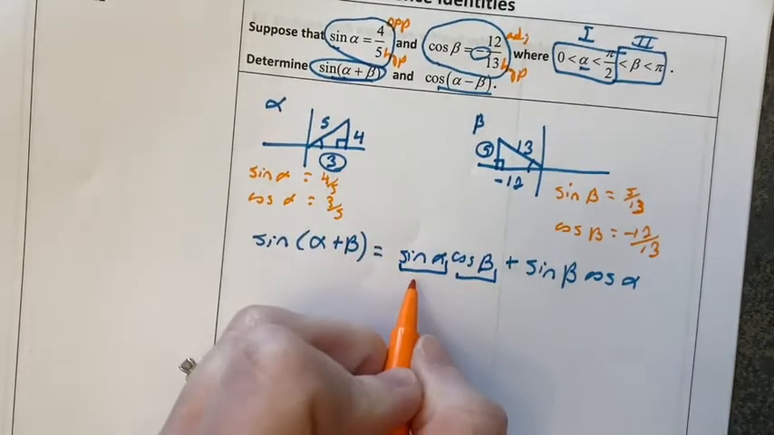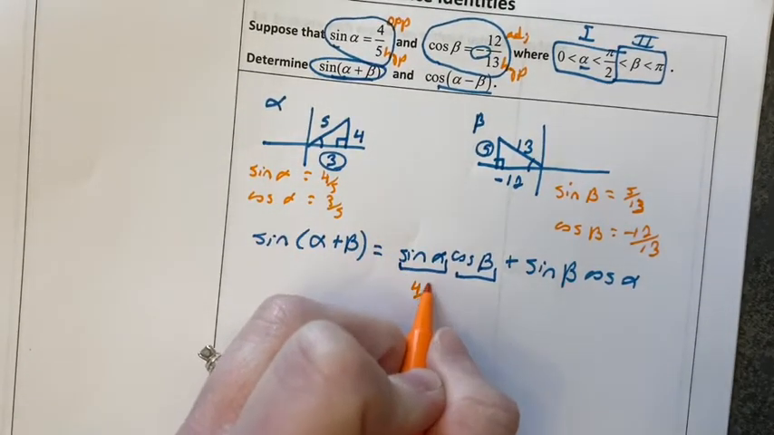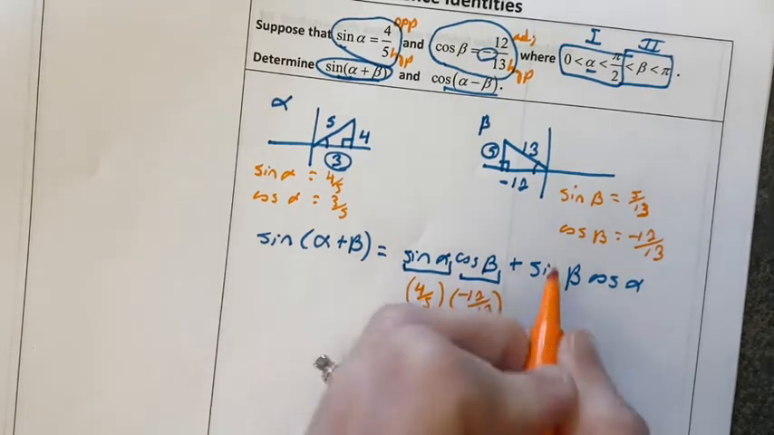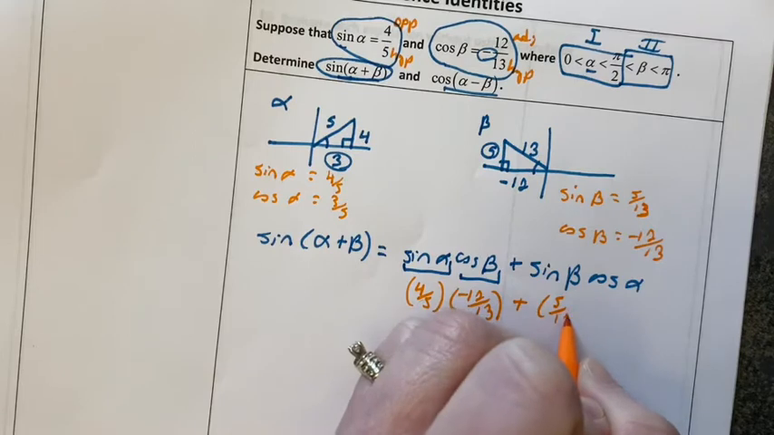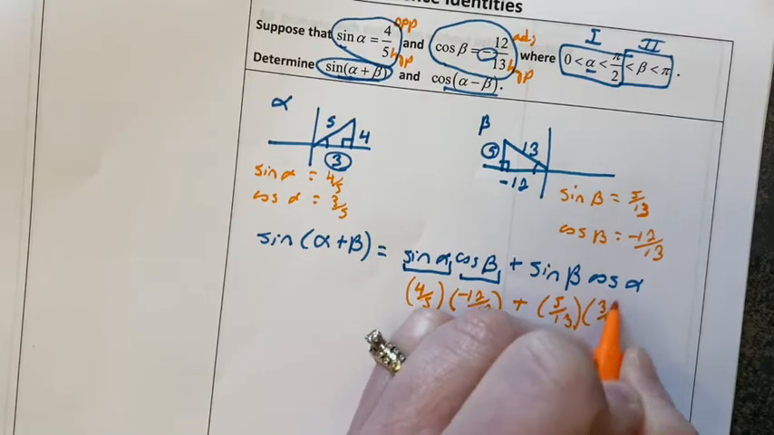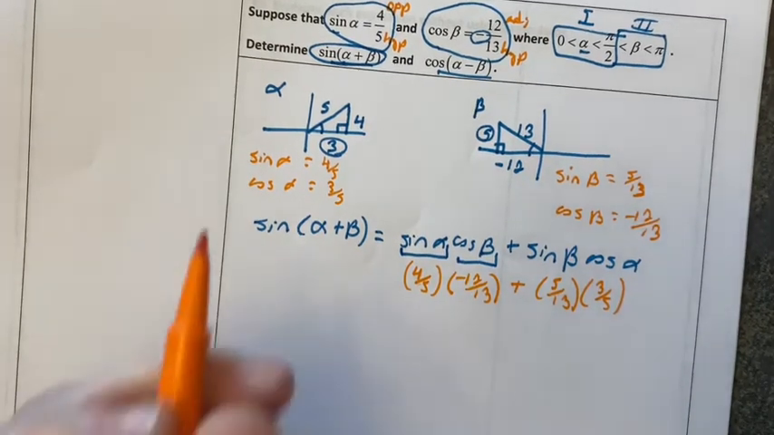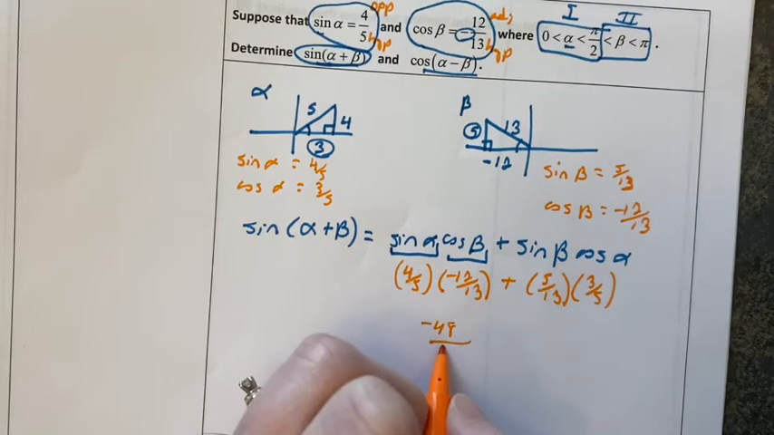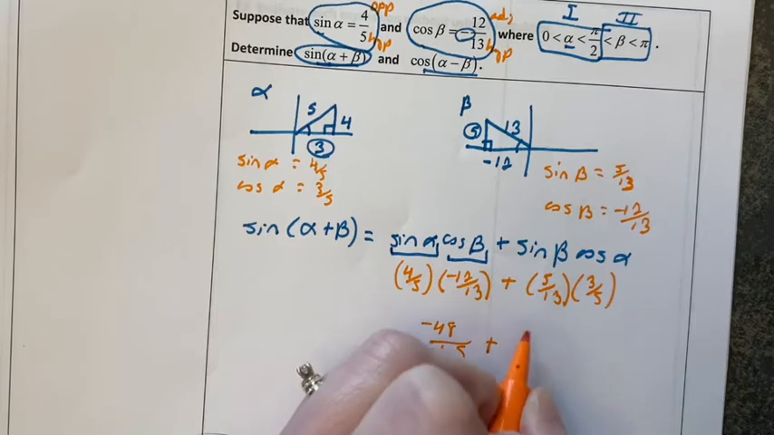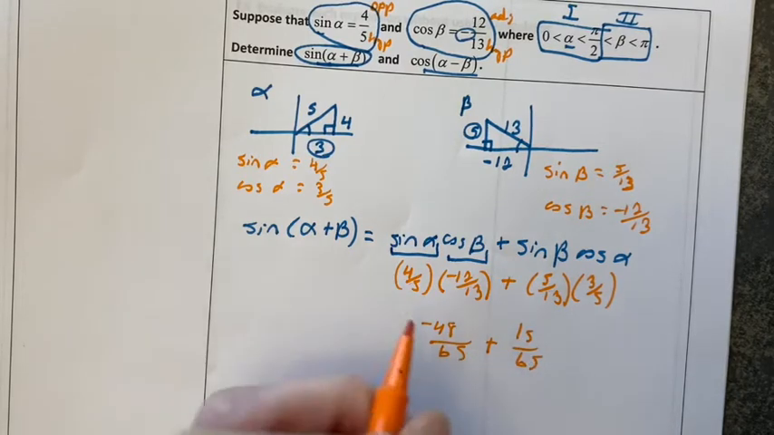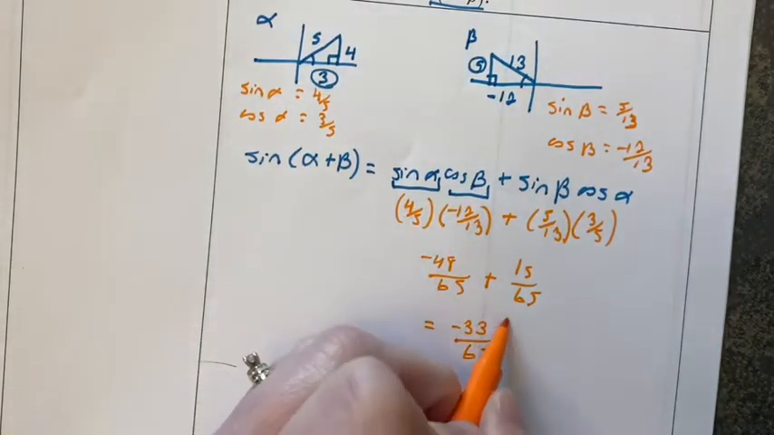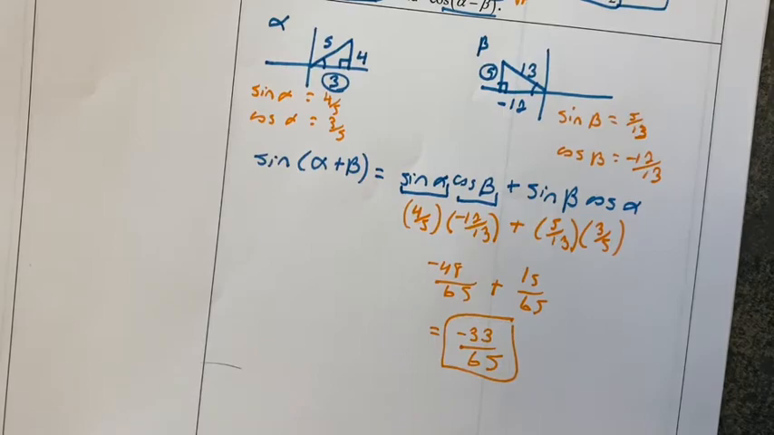Okay, so when I go over here, I'm just going to say 4/5 times negative 12/13, and then plus 5/13 times 3/5. Okay, so now the math is going to be really easy. I'm just going to multiply across. So 48/65. I'm just cleaning it up, and that is my final answer.